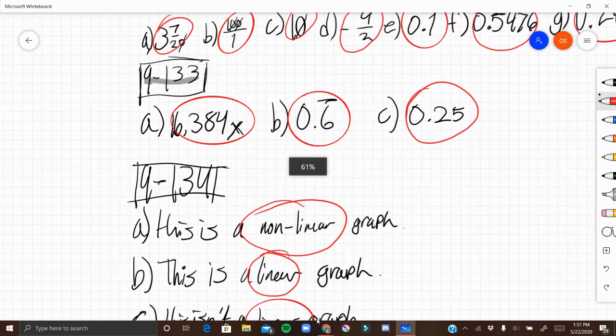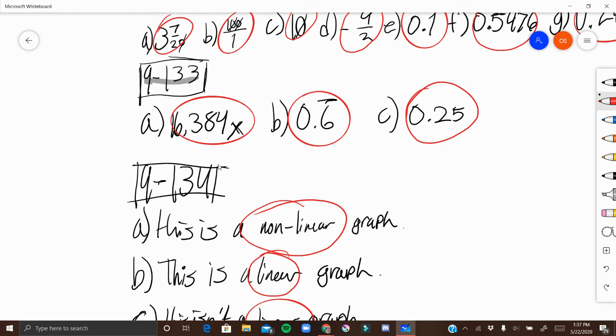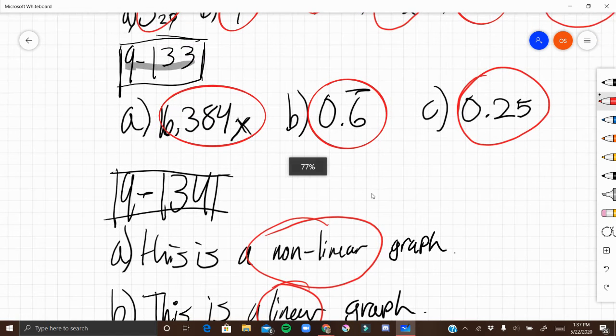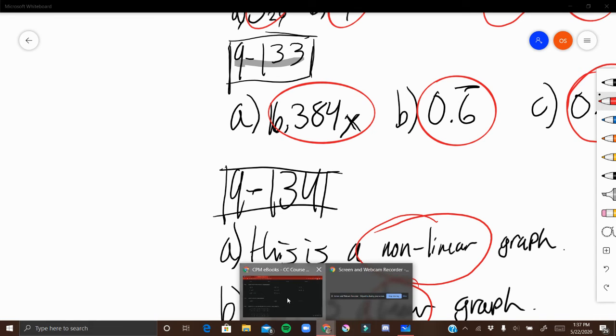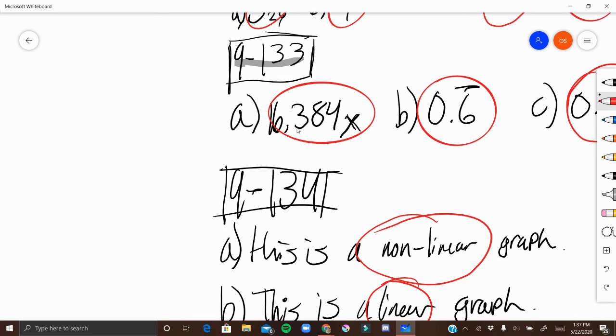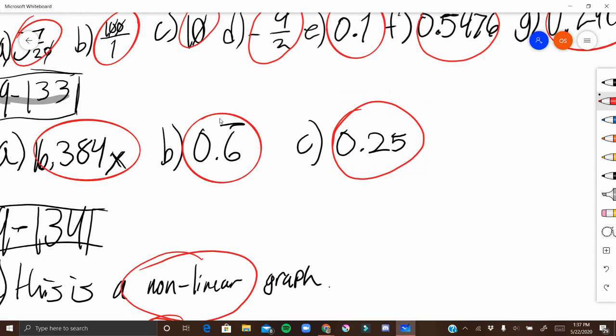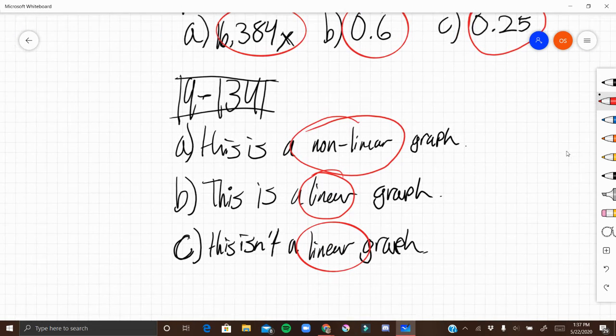Okay, for this one, you have to simplify each expression. It has a lot of exponents in it, I mean, variables. But for me, this is what I got: 16,384. And like I said, if you want to calculate it, you can use that calculator. So 16,384x is what I got. 0.6 repeating, and 0.25, also known as 1/4.